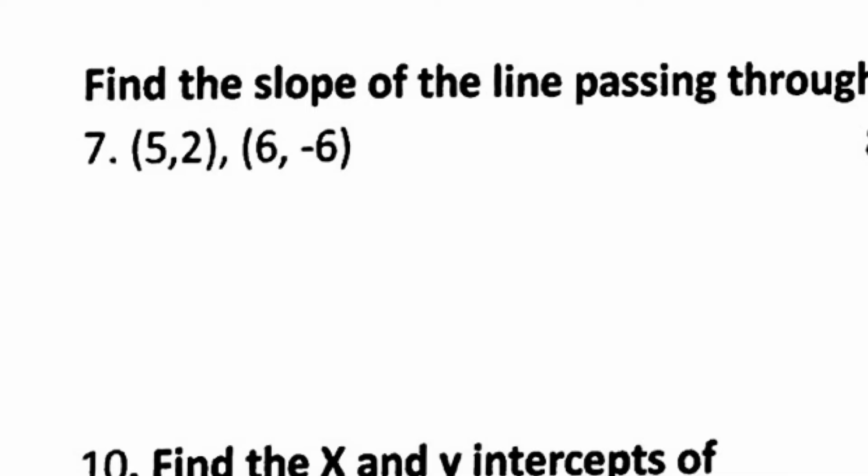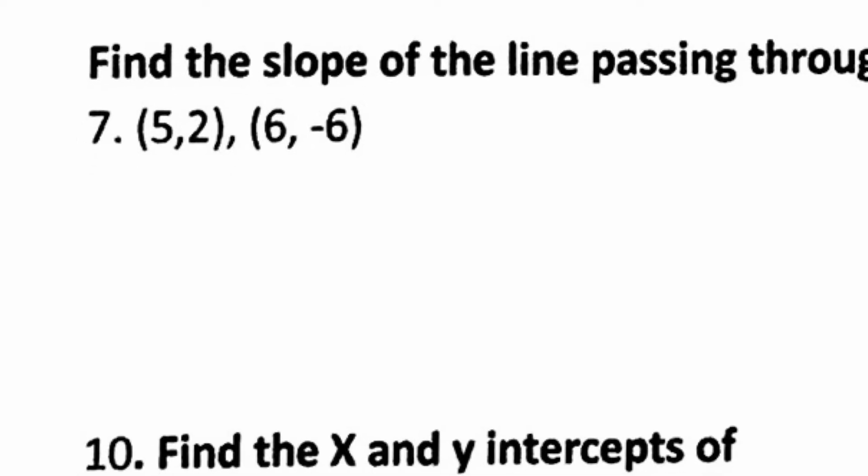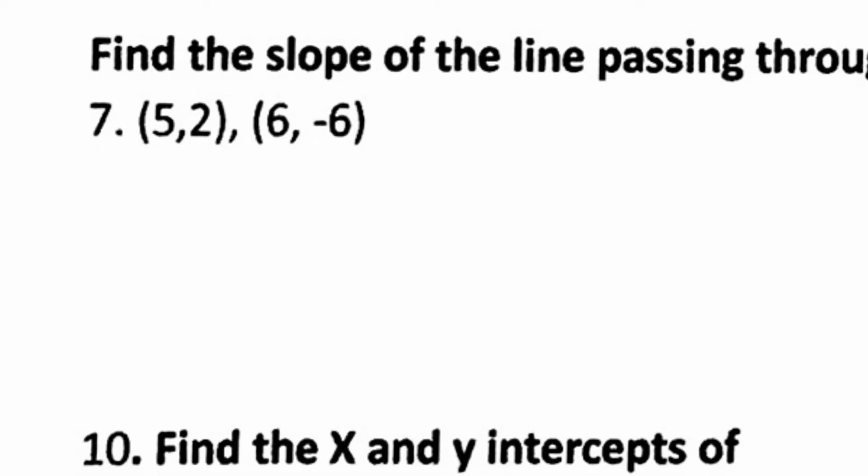So number 7, you are looking for the slope. It says find the slope of the line passing through those 2 points, but notice that we don't have the graph. So we're not going to use the rise and the run. What we are going to use is the slope formula. And the slope formula is m equals y2 minus y1 divided by x2 minus x1. So you are going to label your points. So my first point, 5, 2, is x1, y1. The second point is x2, y2.